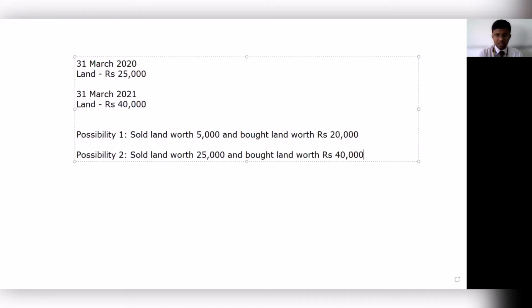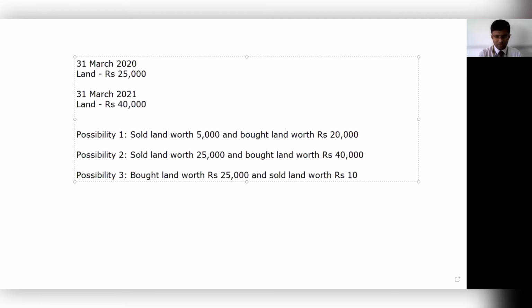Another possibility would be you bought some more new land. You bought land worth rupees 25,000 and sold land worth rupees 10,000. This is another possibility. So the possibilities over here are numerous.